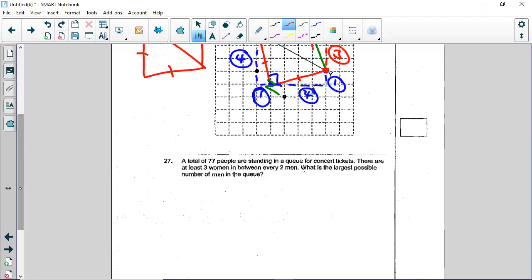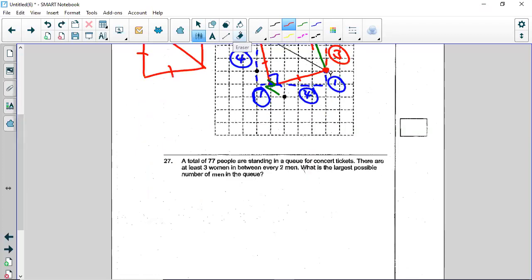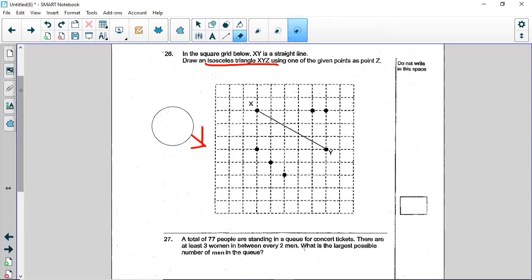Mr. Ong, I don't quite get what you draw just now on 26. Okay, let me just go through. Let me erase this part and hang on for a while. Let me just go through this part because this is important. Construction, you will most likely have construction in PSLE.